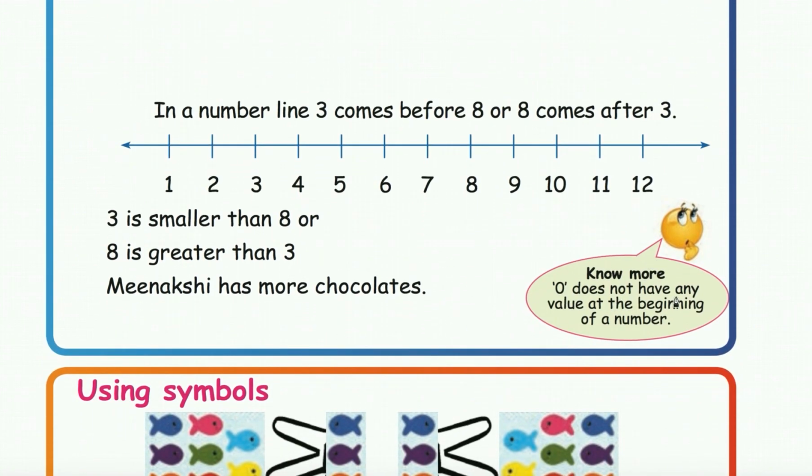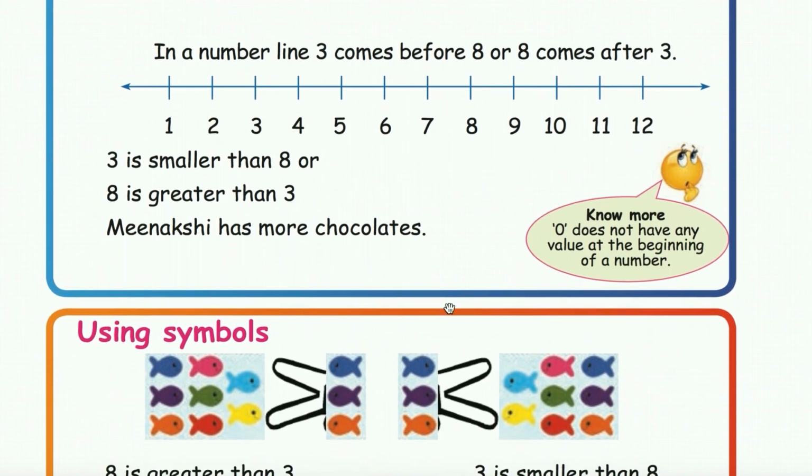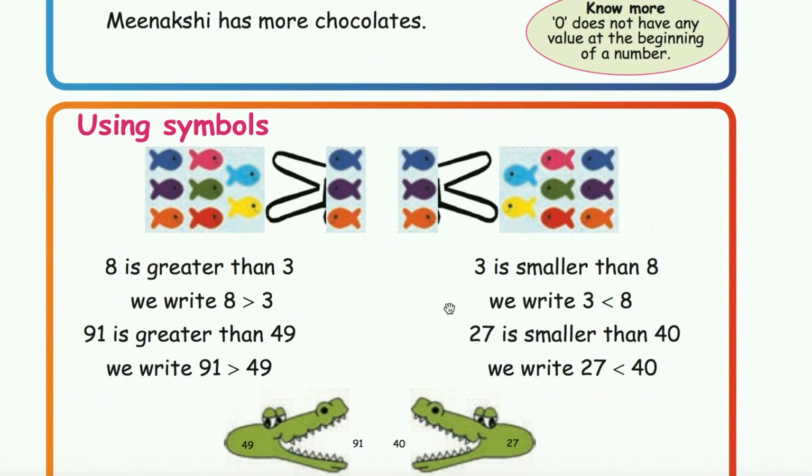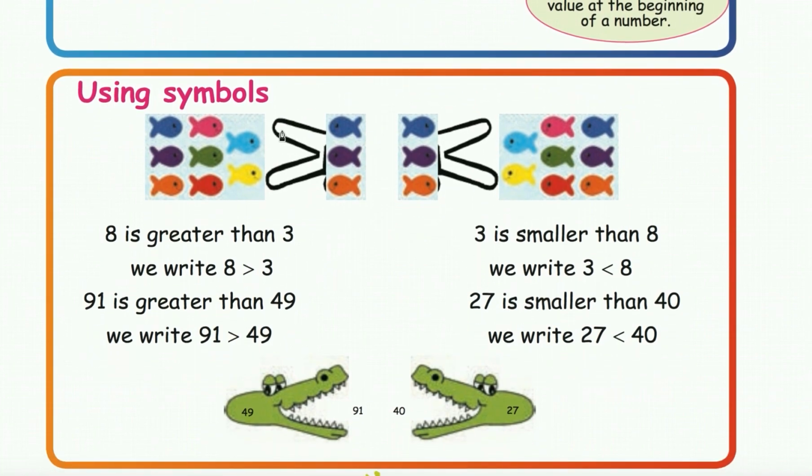0 does not have any value at the beginning of a number. You're right. If you put 0, 8, it is 8 only. Using symbols, 8 is greater than 3.